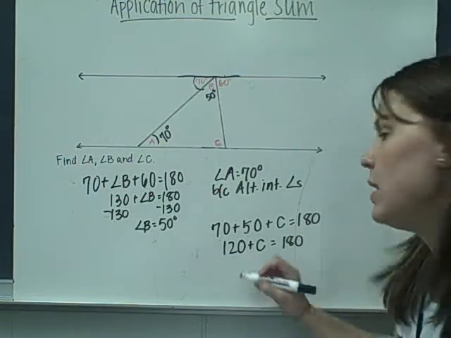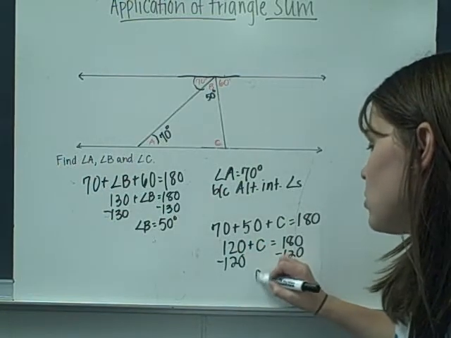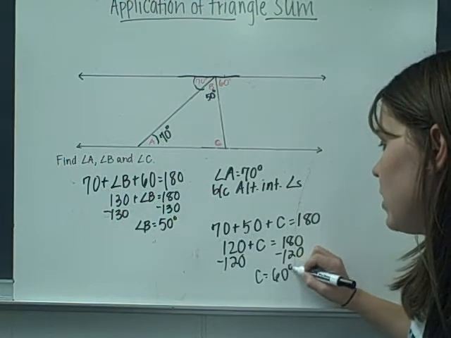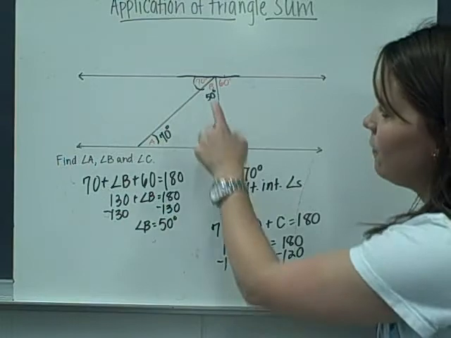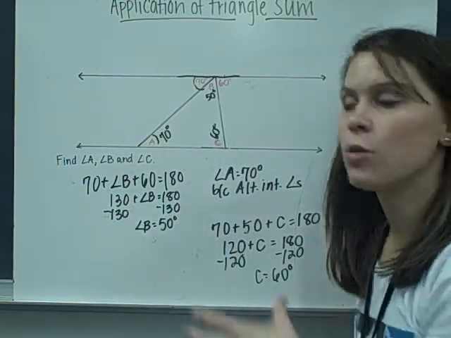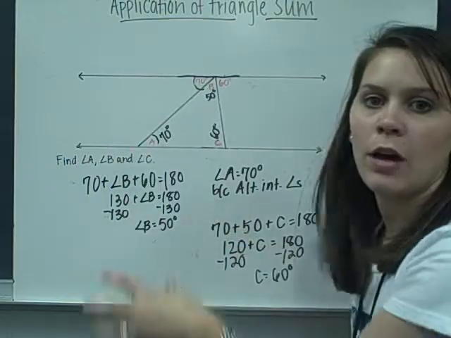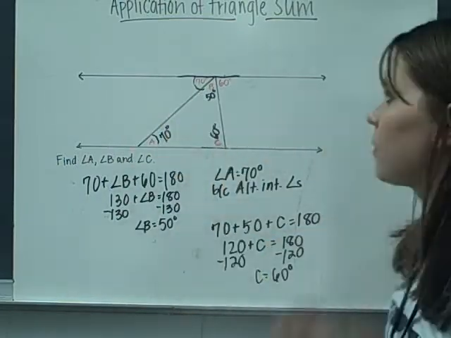Now we need to get C by itself. Subtract 120. So C is 60 degrees. So our triangle has a 50 degree, a 70 degree, and a 60 degree angle. And so you can use all of this vocabulary and the theorem to find your missing angles.